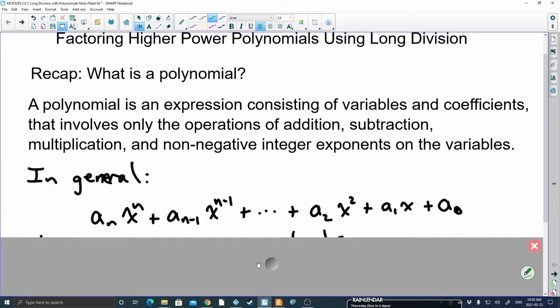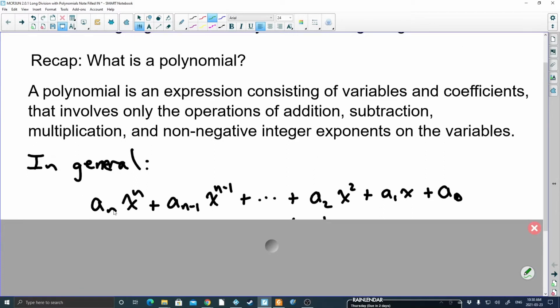The general equation of a polynomial is usually written like this in math textbooks. I'll read it out to you here. It's a subscript n, x to the power of n, plus a subscript n minus 1, x to the n minus 1, plus dot dot dot, plus a2 x squared plus a1 x plus a0. Now this looks probably a little bit confusing, but if you just look at the last three terms here, that would be a quadratic that you're used to seeing, like 3x squared plus 2x plus 1, for instance.